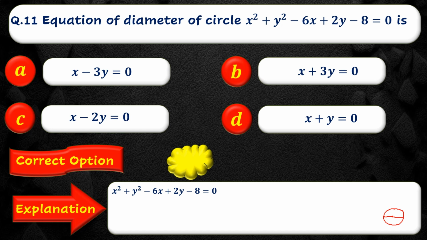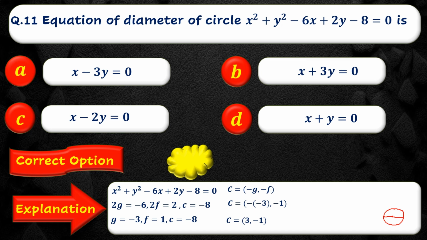We compare this equation with general equation of circle, and we get 2g is equal to -6, 2f is equal to 2, c is equal to -8. We get g is -3, f is 1, and c is -8. The center of circle is (-g, -f). Replace these values and we get center of circle to be (3, -1).